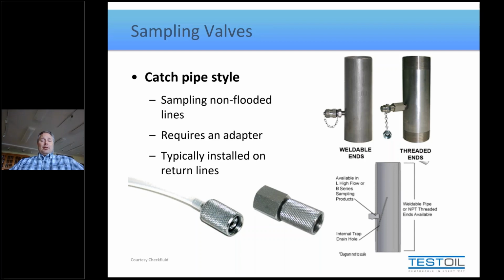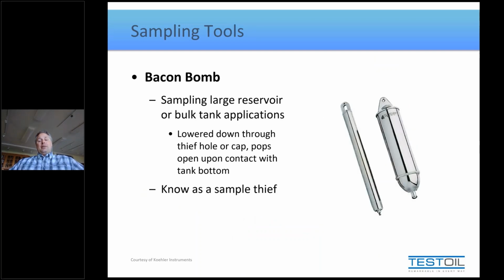I will warn you, this is a very slow way of taking a sample, but at least it allows you to get the sample from the return line before the oil has been diluted by the reservoir. Now, just for fun, if there's anybody out there planning on taking a certification exam, this is one of the questions they like to ask about sampling tools: what is a bacon bomb? A bacon bomb is what most of us would call a thief sampler or a sample thief.